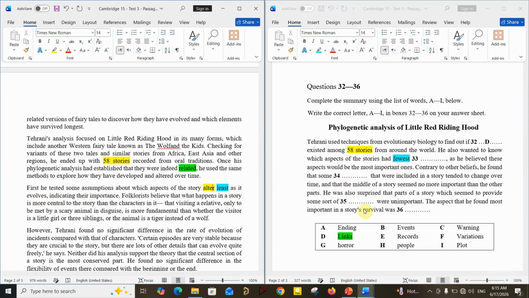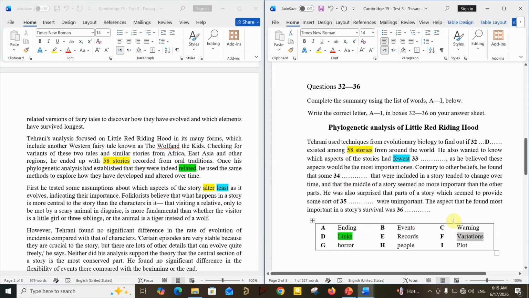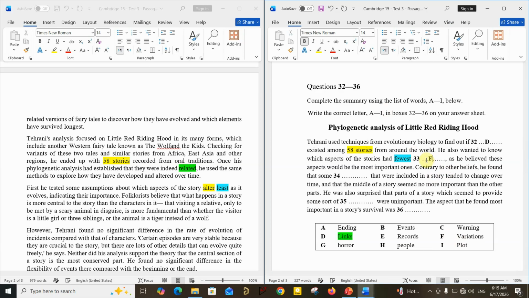So what is the vocabulary in this box? Means change: order, ending, events, records, people, plot, variations, warning, variations. Okay, variations is the synonym. So the right answer would be F, not variations. F. You had to write F in your answer sheet. Again, be careful with that.